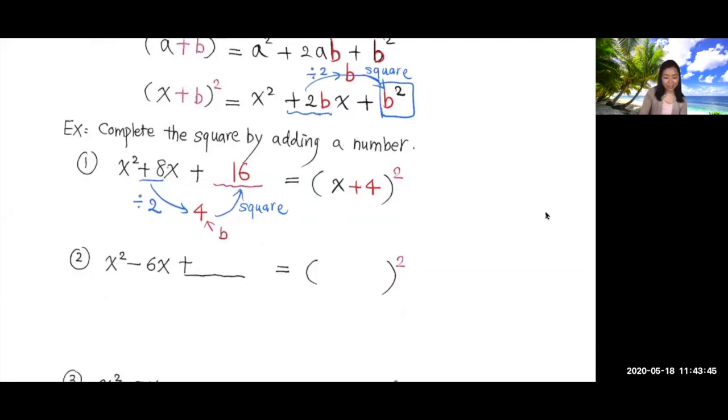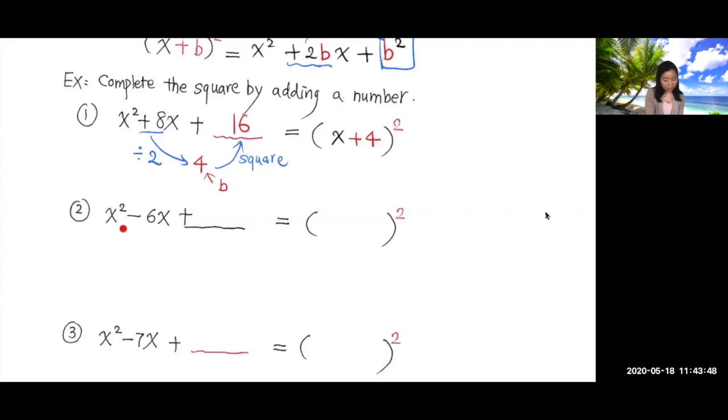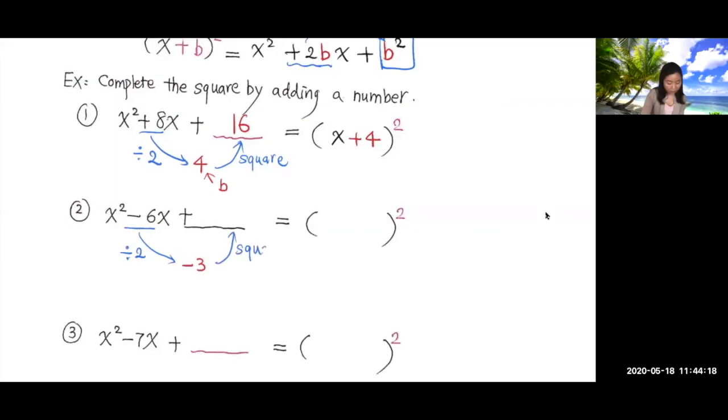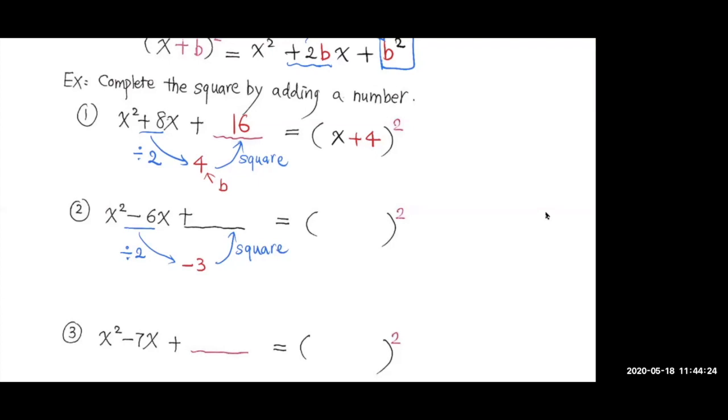Good. Now the next one. We need to figure out what number to put here to make this a perfect square. We have an x squared here, and let's look at this coefficient. It is -6, so we take half of it, dividing by 2. We get -3. And then we square that. What's the square of -3? 9. So put a 9 there.